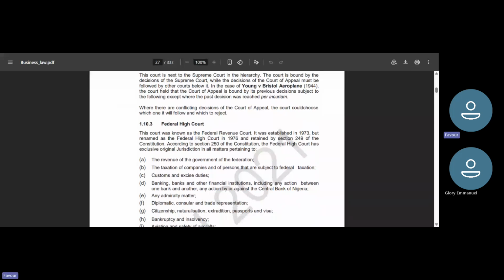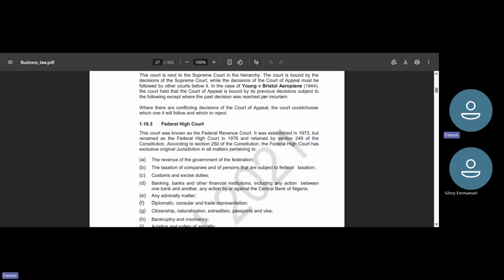According to Section 250 of the Constitution, the Federal High Court has exclusive original jurisdiction in all matters pertaining to, one, the revenue of the government of the federation. So when there's a matter or case that concerns the revenue of the government of the federation, it is under the jurisdiction of the Federal High Court. Two, the taxation of companies and persons that are subject to federal taxation.